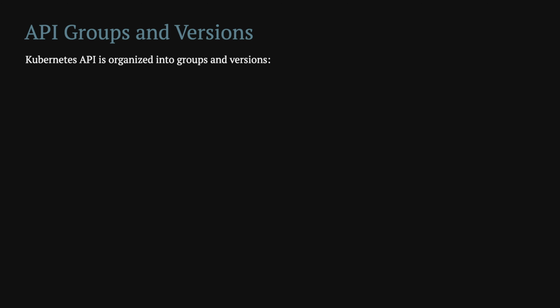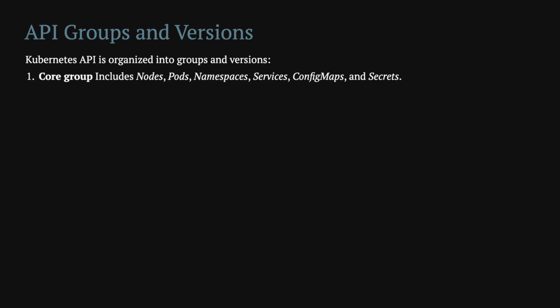The Kubernetes API is organized into groups and versions to manage the various resources within a cluster. First, we have the core group. This includes essential resources such as nodes, pods, namespaces, services, config maps, and secrets. These resources are accessed via the api/v1 endpoint. For example, to access secrets within a namespace, you would use the following path.